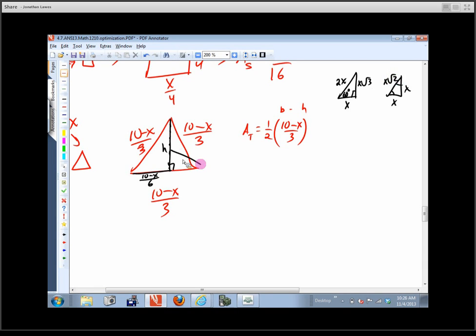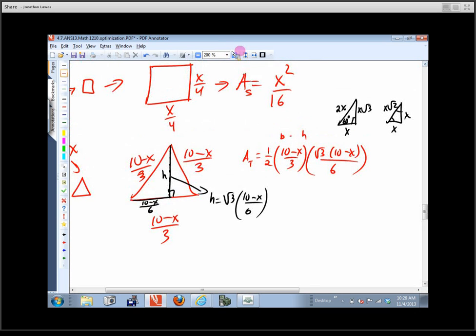So what that means is h on this problem would be radical 3 times 10 minus x over 6. So that's what I'm going to put in here for the height. So this is going to be radical 3, 10 minus x over 6. Any questions?